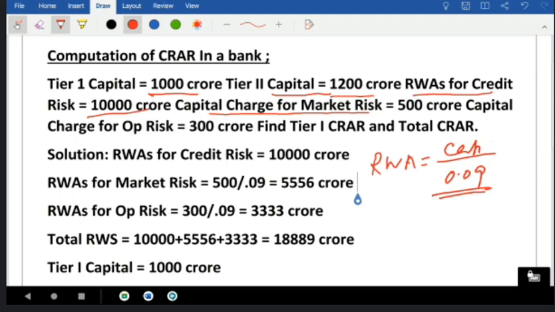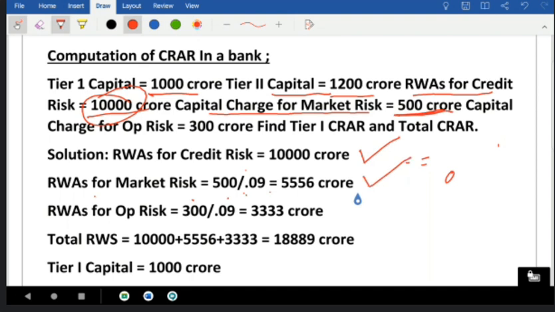This formula we'll be using here. You can remember this, this formula is very, very important. Now we'll discuss this later on also. Okay, now we'll take one by one. RWA for credit risk, 10,000 crore, is given first. RWA for market risk: 500 divided by 0.09 gives 5,556.